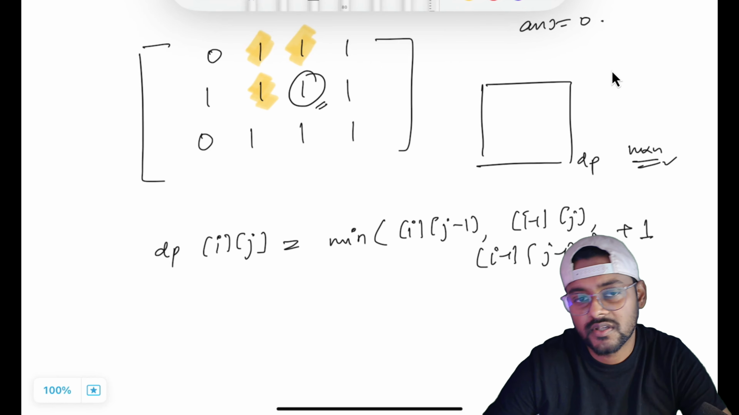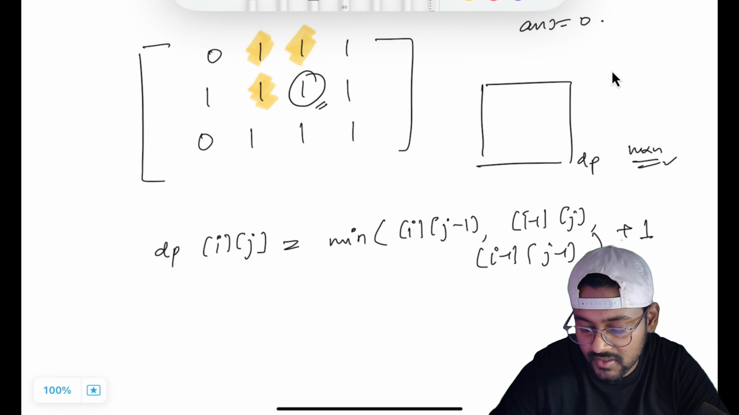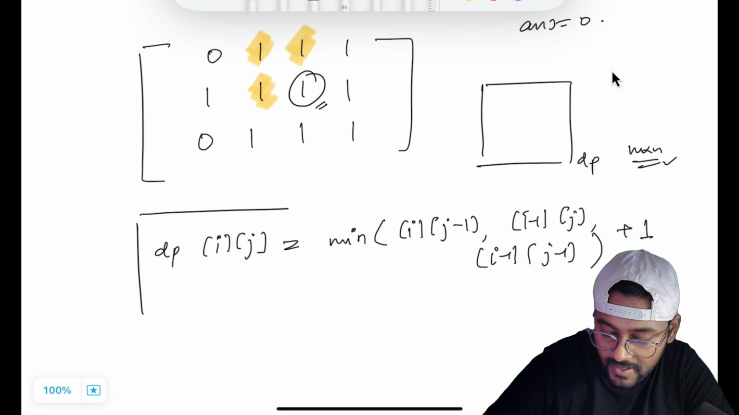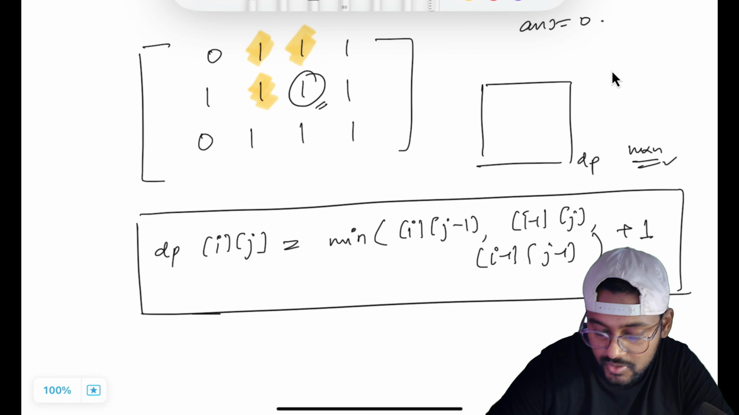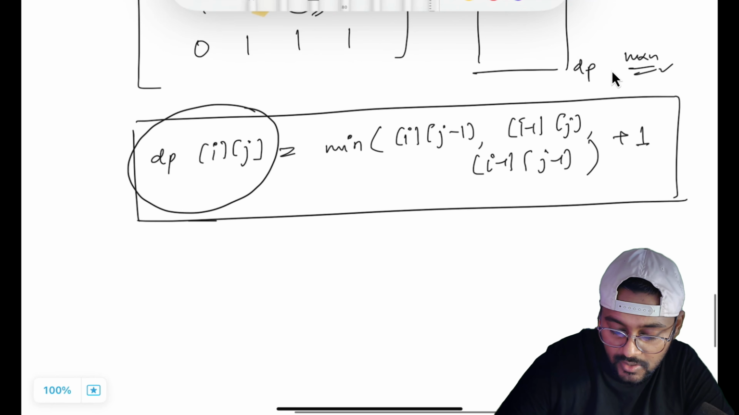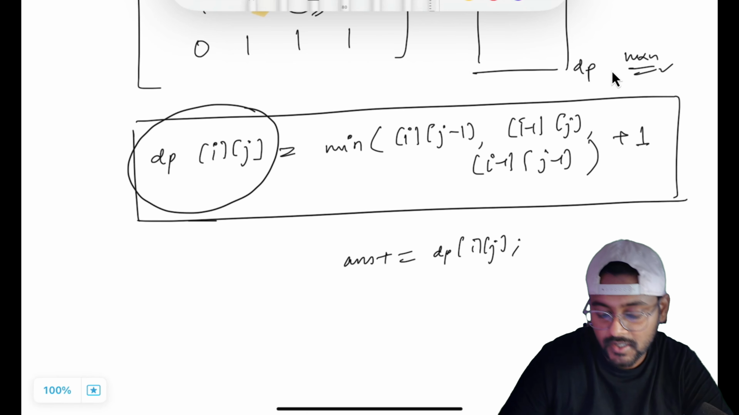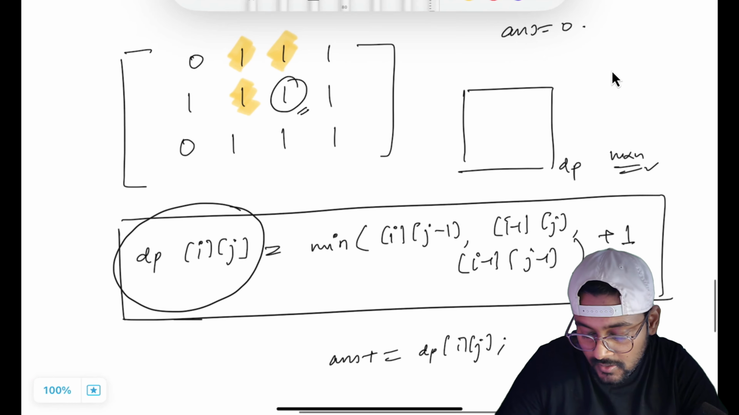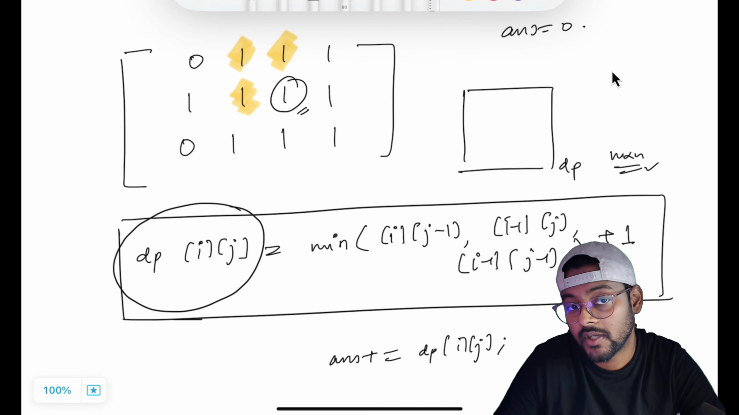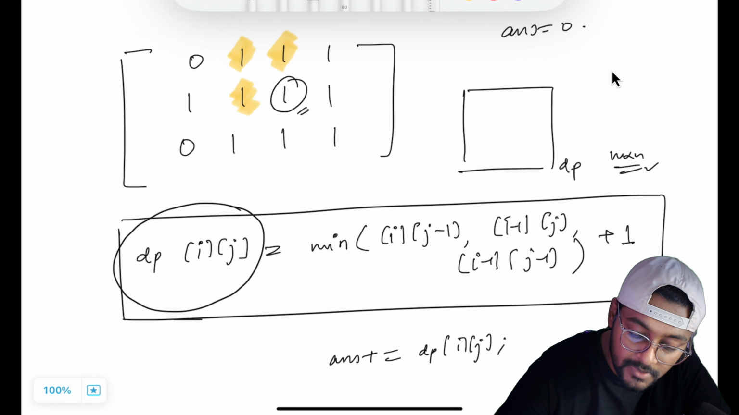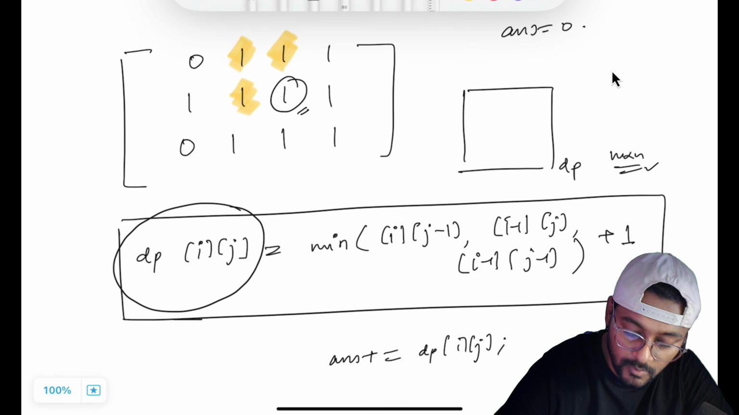If the current value is 0, then there is no sense of applying this formula. So just apply this formula on every single position, and whatever is the value you are getting here, that will be added to your answer. Answer plus equal to dp of ij. Correct? So this formula we can apply. Now let me help you with a dry run over this formula.